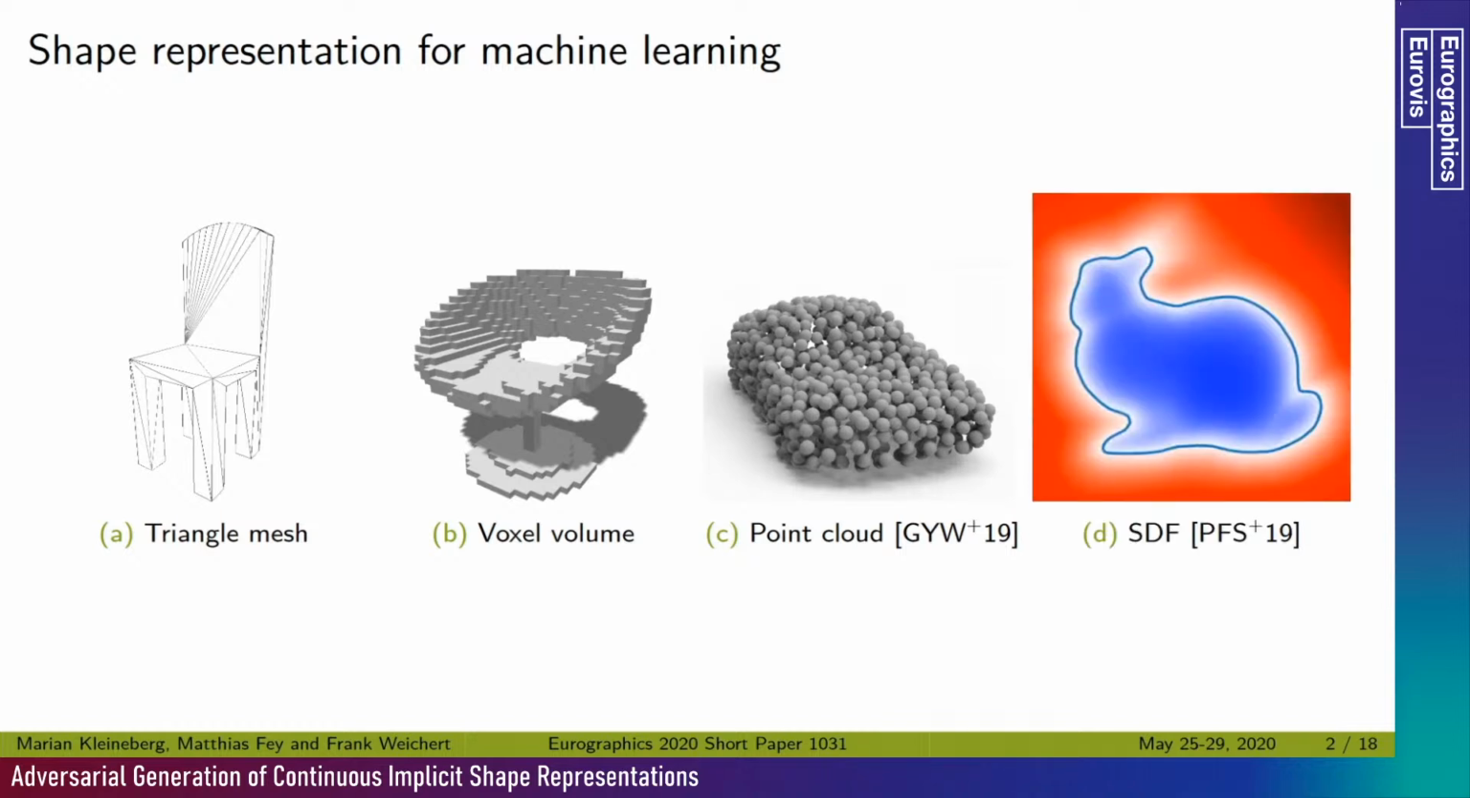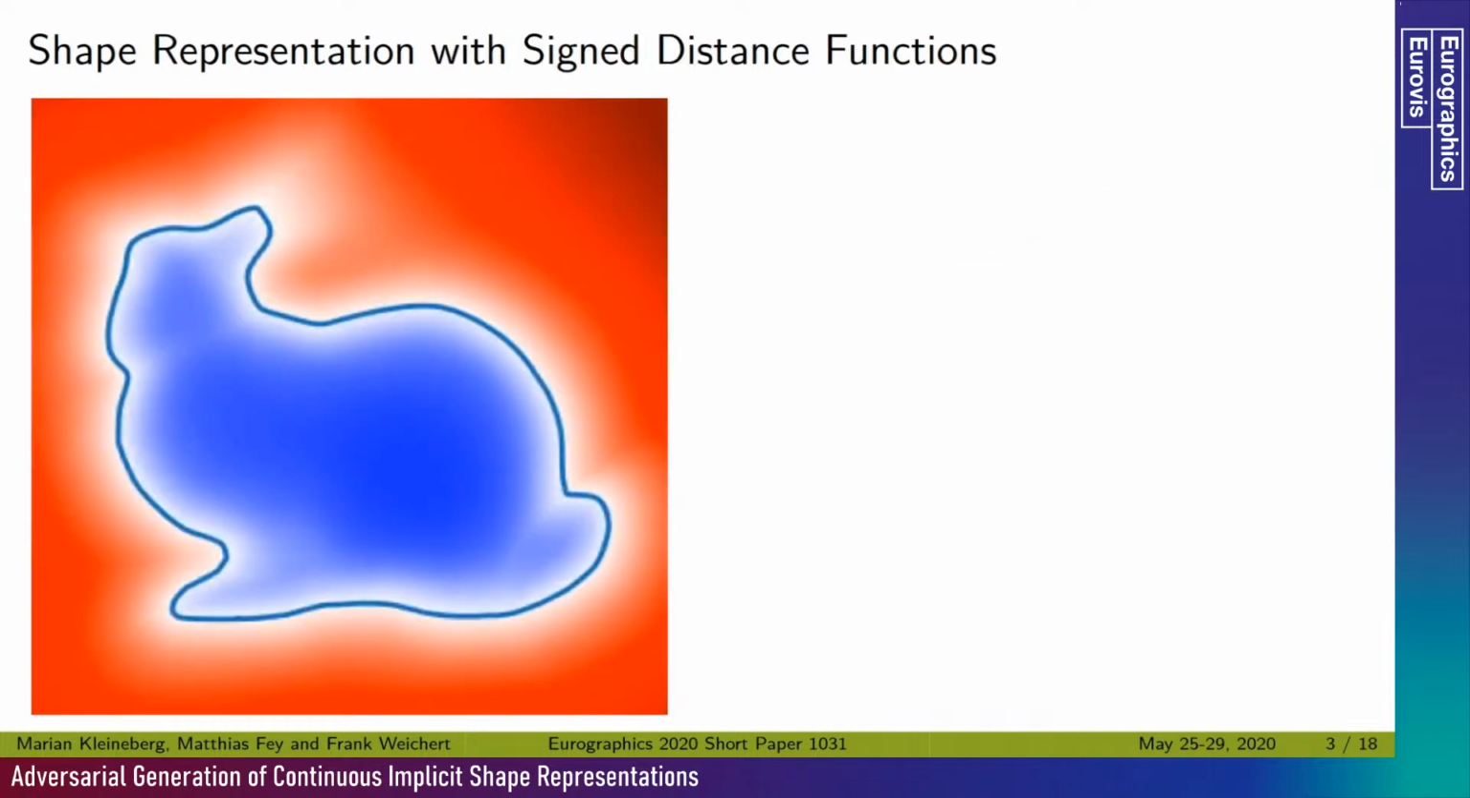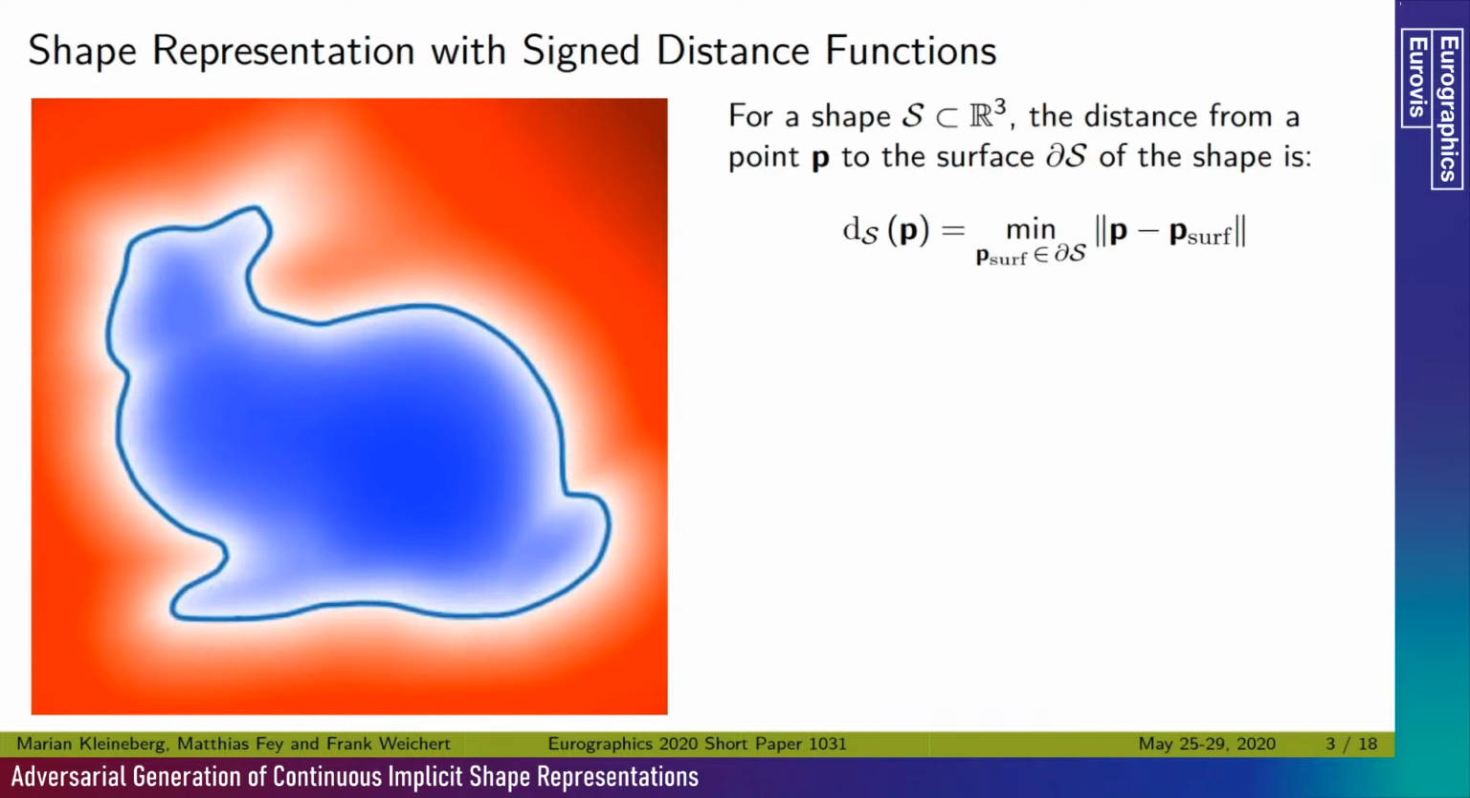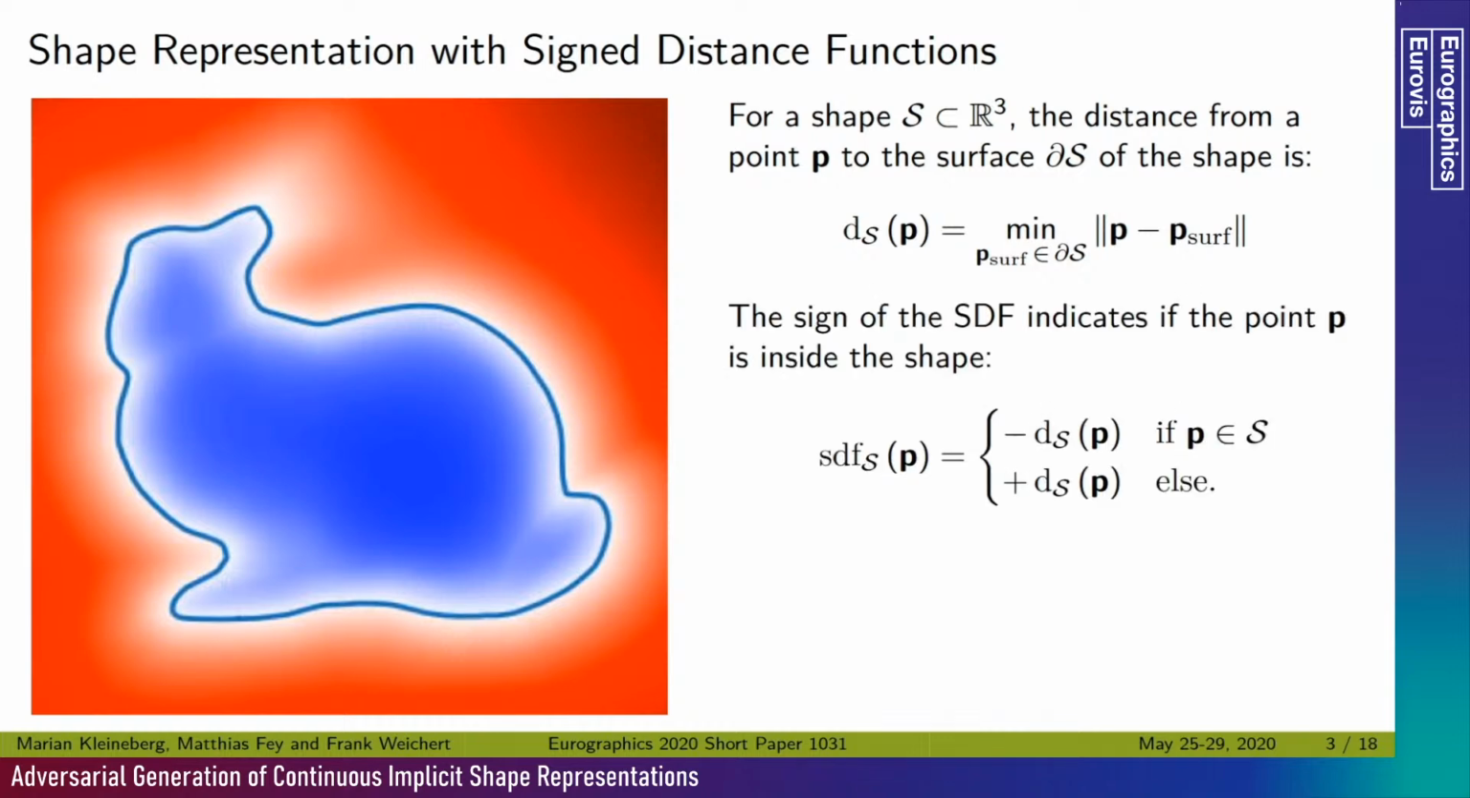Recently, some papers used implicit representations for shapes, in particular signed distance functions. Here you can see a slice through an example shape. The distance from a query point to the shape is simply the distance to the closest surface point. The signed distance function adds a sign to it that indicates if a given point is inside or outside the shape. This is an implicit shape representation, since the shape is the zero isosurface of the signed distance function.